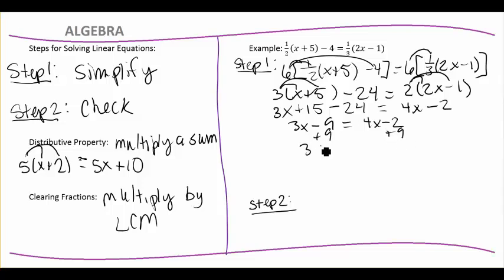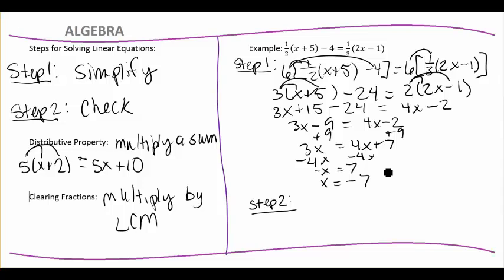We're going to have 3x equals 4x plus 7. And now let's subtract over 4x. We're going to have negative x equals 7. And now we're going to divide both sides by negative 1 to get this x by itself. So we're going to have x equals negative 7. So we found our answer.